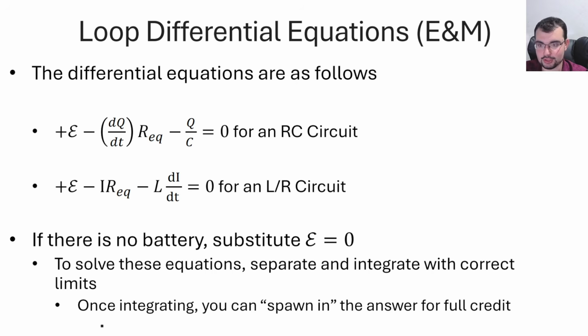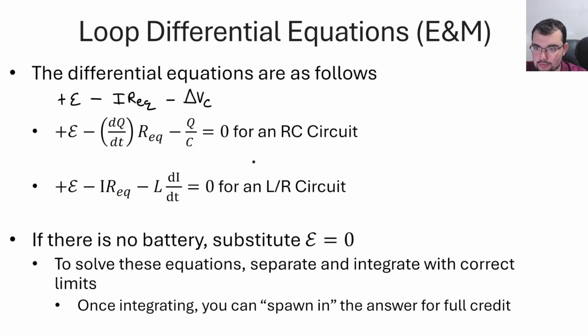Now for RC circuits, the equation is: I go through a battery, then I drop some voltage through my equivalent resistors. I did say voltage, right? I should drop some voltage across the resistor, and then I drop the remaining voltage across the capacitor. And this is a differential equation because I is the rate of charge flow.